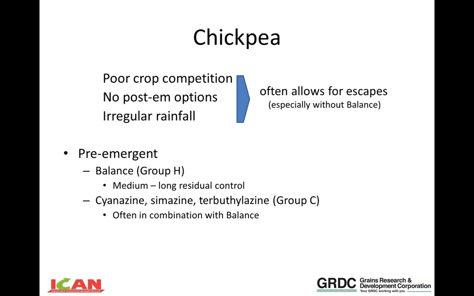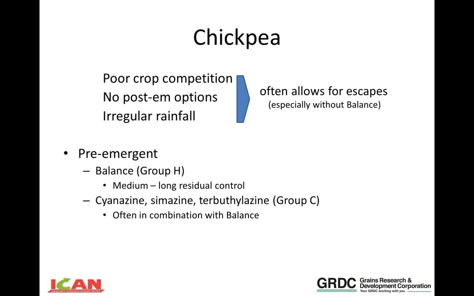Now that's referring to Balance. That's a pre-emergent herbicide option that can be used in chickpea, but there seems to be quite a bit of variability in the control being achieved by that herbicide. We suspect that that's due to irregular rainfall patterns and the need for that herbicide to be reactivated by rain. The other issue with chickpeas is you've got your triazine, your group C herbicides, that really don't provide very long-term residual control of your sowthistle.